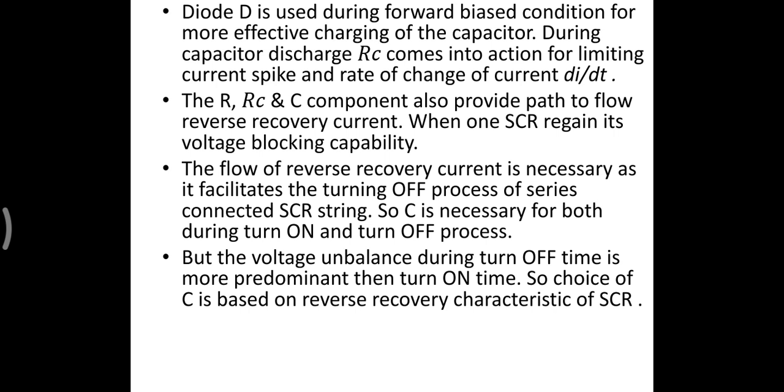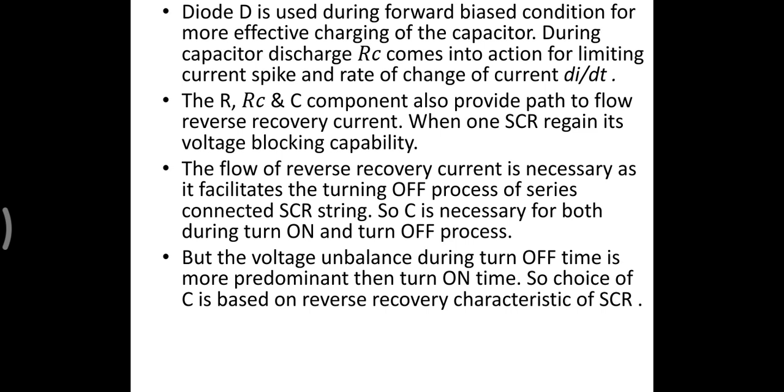So for getting the steady state characteristic equalization we use only resistors, but in dynamic characteristic equalization, at that situation we have to use the resistor and the capacitor, and a diode is also used during forward bias condition for more effective discharge of the capacitor.